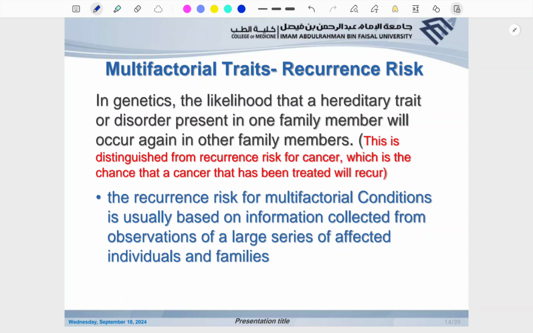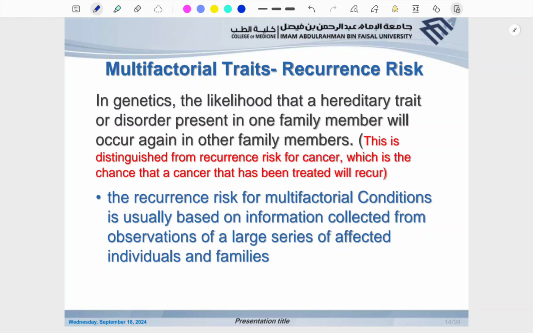Distinguished from recurrence, for example, in cancer. In cancer, it means the chance that the cancer which is being treated comes back again in the same person. In genetics, recurrence means about 2 different persons. In cancer, it means the same person. He has lung cancer, you treat him, 3 years later he comes back with lung cancer again. This is what we mean by recurrence in these diseases.